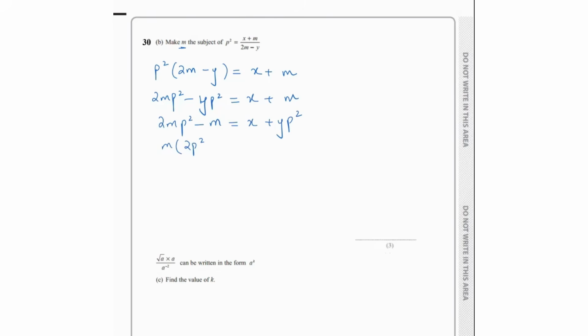So I take m common now. And now m is going to be x plus y p squared divided by 2p squared minus 1. M is the subject of your equation. That's how you solve this.